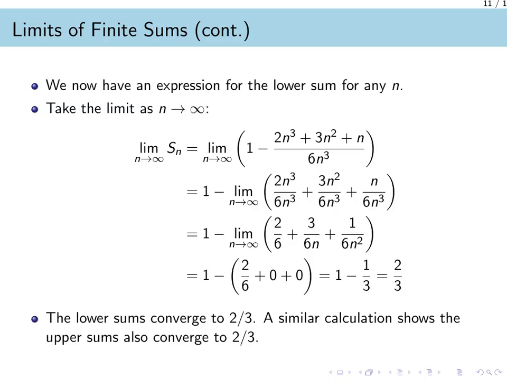The limit is 1 minus the limit of the fraction (2n cubed plus 3n squared plus n) all divided by 6n cubed. To evaluate this, we can split the fraction into 3 separate terms. This gives us the limit of the quantity 2 over 6 plus 3 over 6n plus 1 over 6n squared. As n becomes very large, the terms with n in the denominator approach 0. So, the second and third terms vanish in the limit. This leaves us with 1 minus 2/6, which simplifies to 1 minus 1/3, or 2/3.